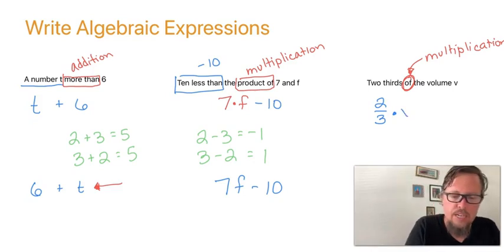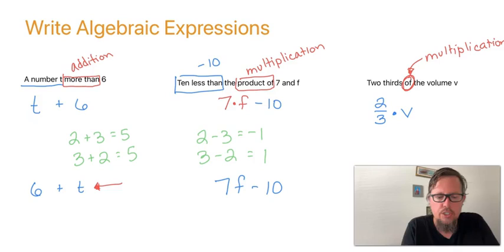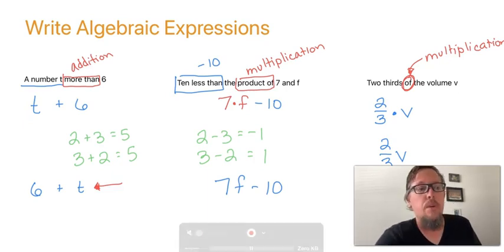So 2/3 times V. And just like on the previous example, when it's multiplication, we do not need the multiplication symbol. It would be totally acceptable, in fact preferable, for us to write it just as 2/3 V using that implied multiplication that says, again, if there's no symbol, it means we are multiplying.